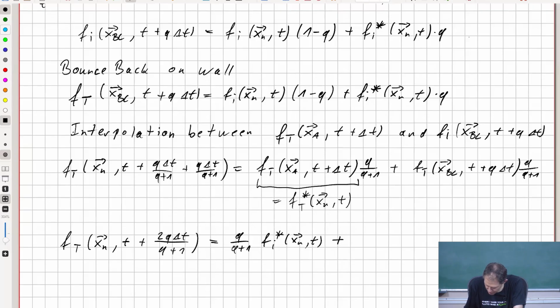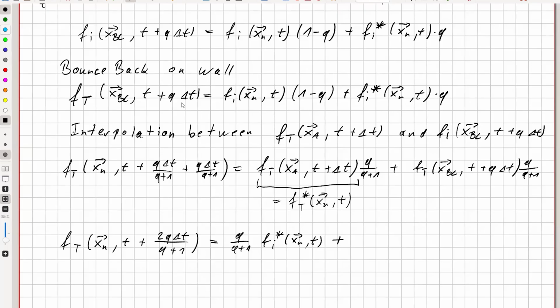now we introduce this here into the equation, having Fi xn and t times 1 minus q divided by q plus 1. I acknowledge there's a lot of q's here. Fi after collision xn and t times, okay, I'll need some more space.